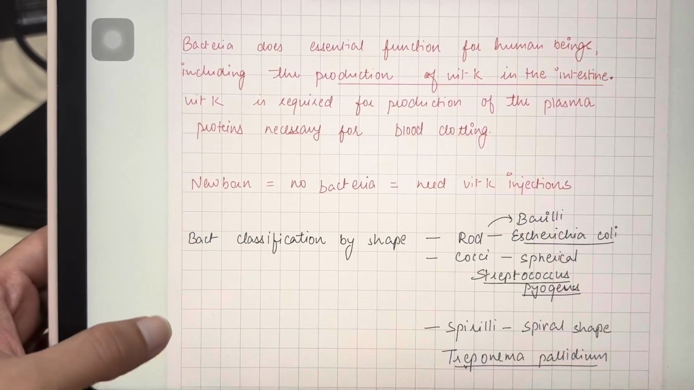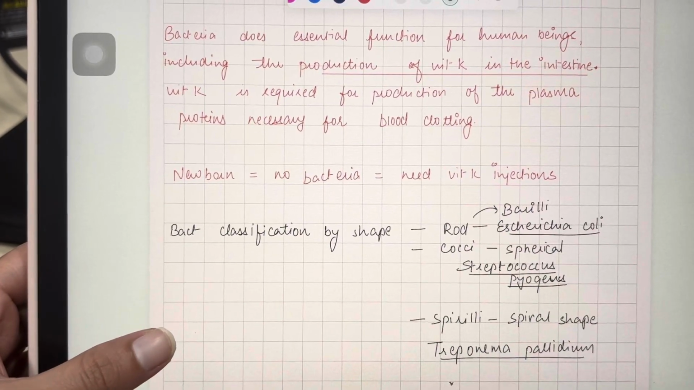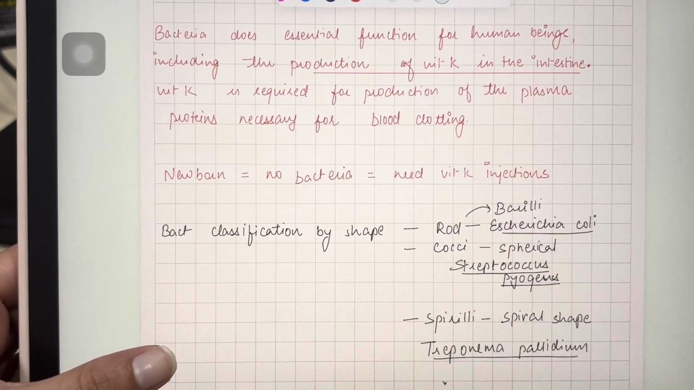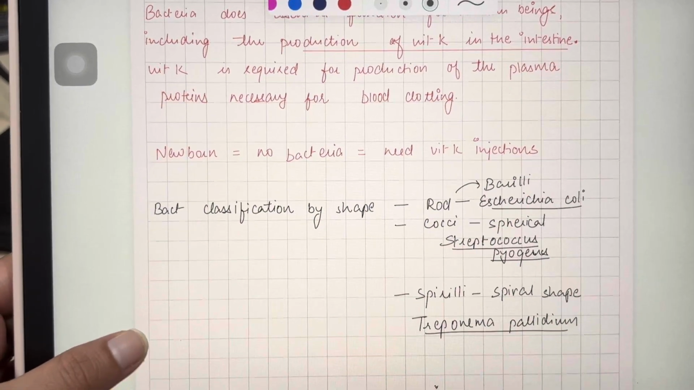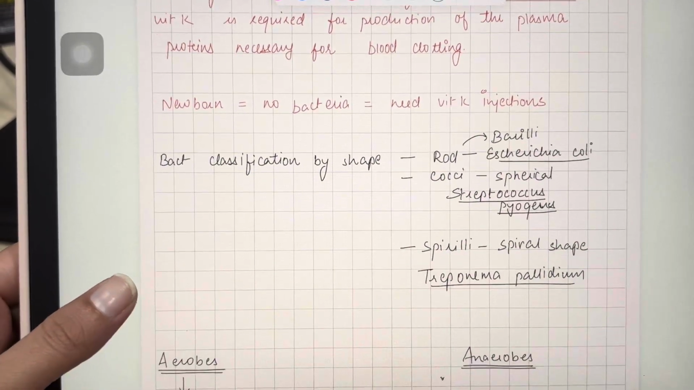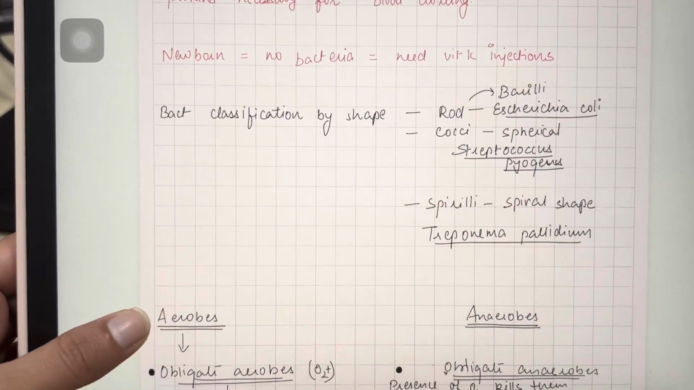Now the bacteria do essential functions for human beings. They produce vitamin K in the intestine, which is very important. So that's why for infants it is important to have vitamin K injections, because they do not have any bacteria in them.